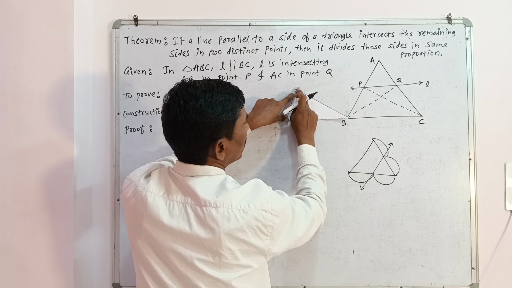So I will write here: area of triangle APQ upon area of triangle PQB will be the ratio of their bases only.